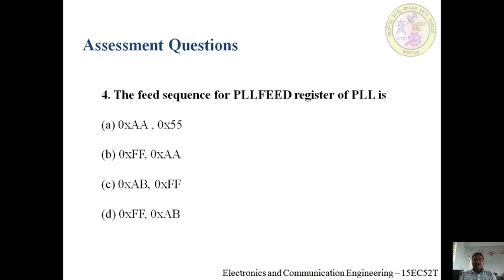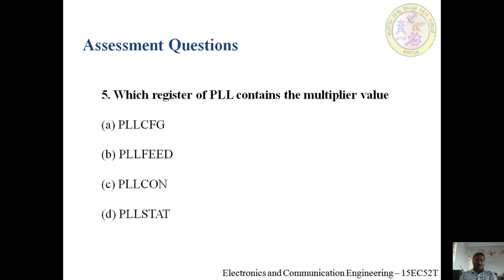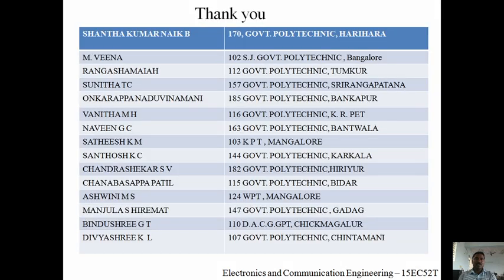So these are all called PLL parameters. The feed sequence in the PLL feed register must be which one? AA and 55. Now, which register of the PLL contains the multiplier value? You can answer very easily, that is the PLLCFG register, the configuration register.